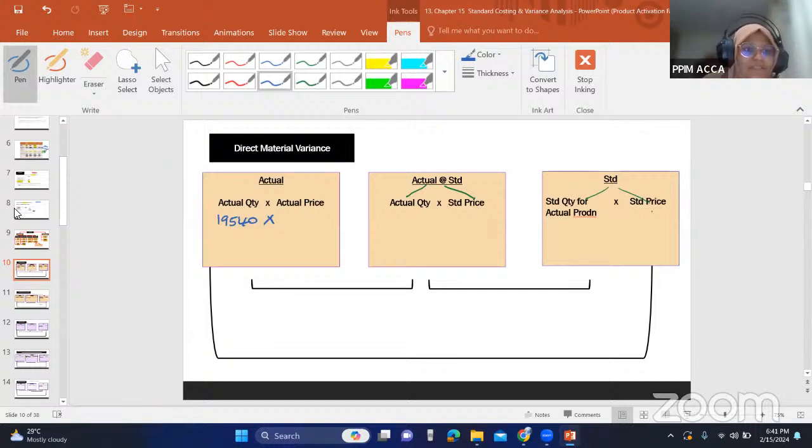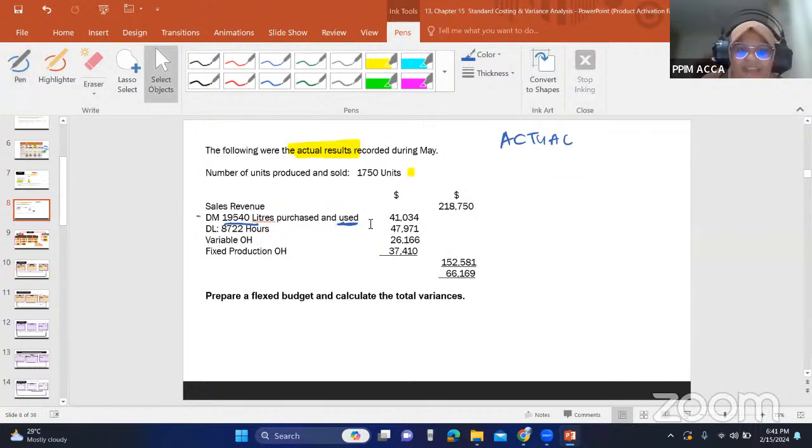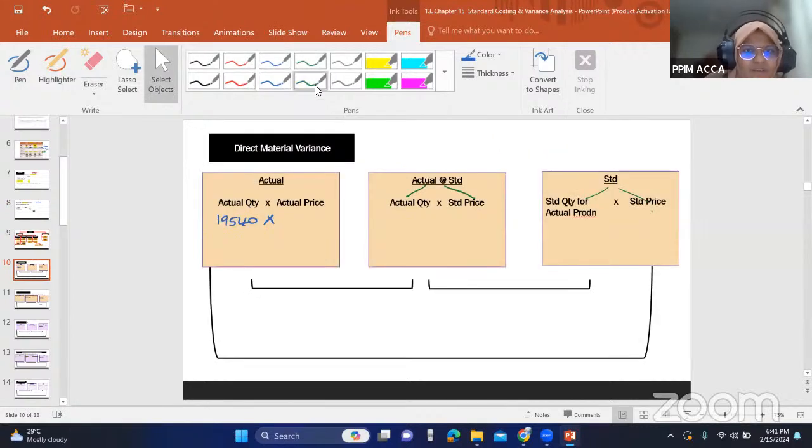Per liter, how much did we spend? We don't have that data. They're not telling us how much one liter was. They're just telling us that for the 19,540, in total we spent $41,034. Yeah, that's fine for us because 41,034 will come here.